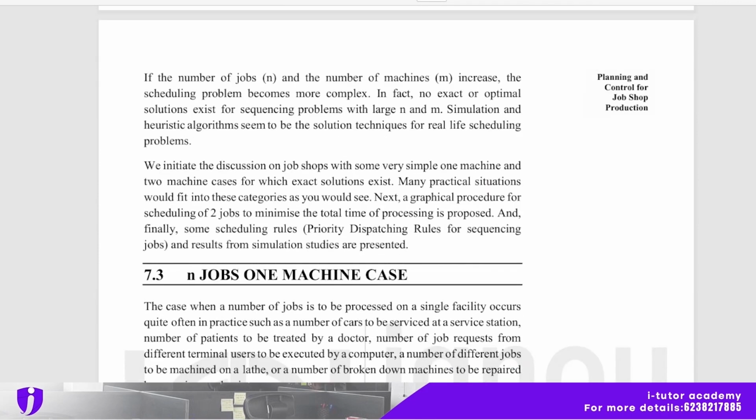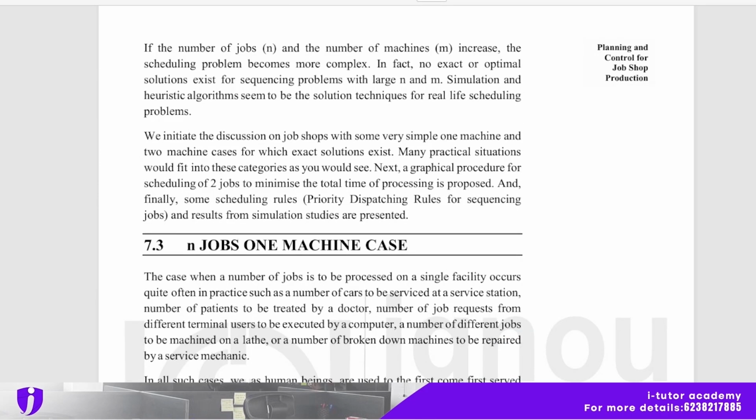And if the number of jobs, that is n, and the number of machines, that is m, increases, the scheduling problem becomes more complex. In fact, no exact or optimal solution exists for sequencing problems with large n and m. So simulation and heuristic algorithms seem to be the solution technique for real life scheduling problems.